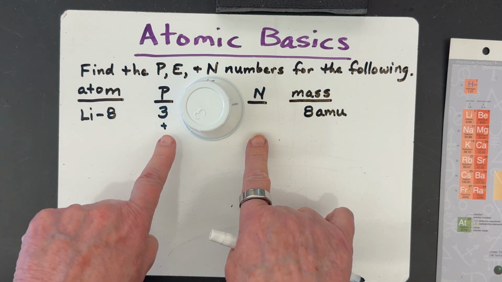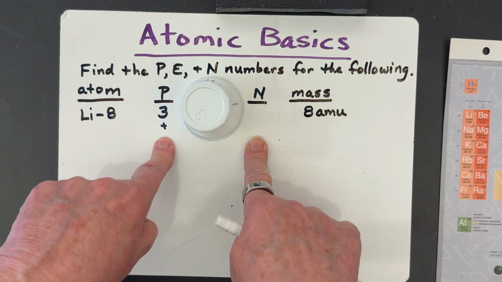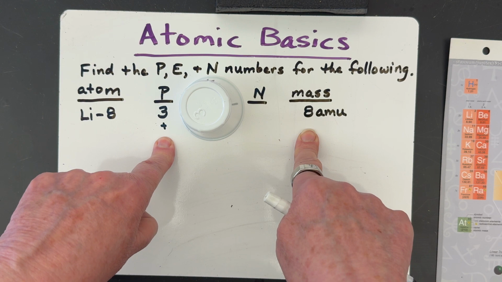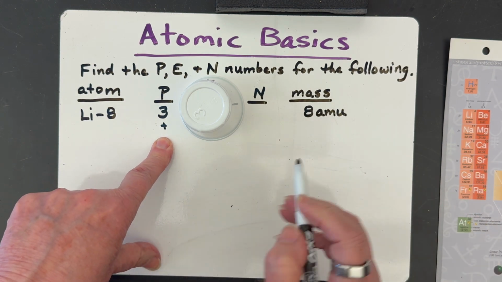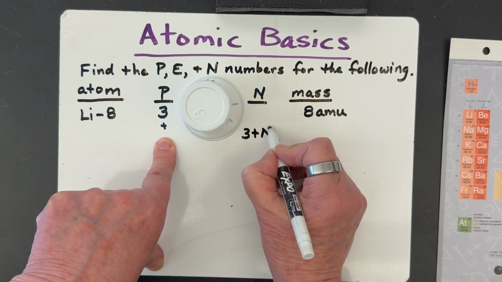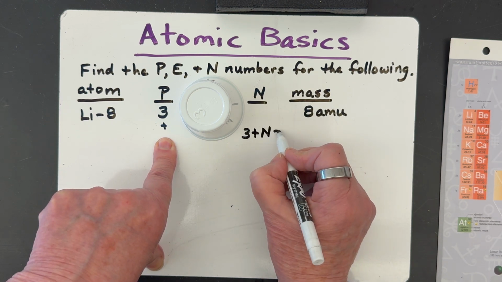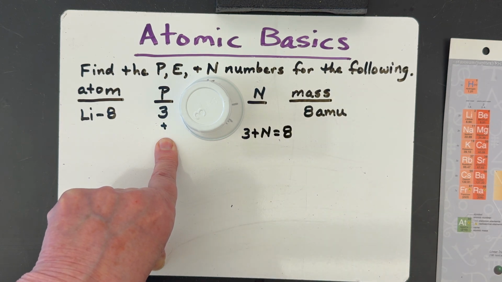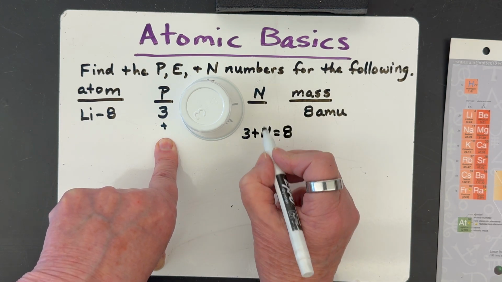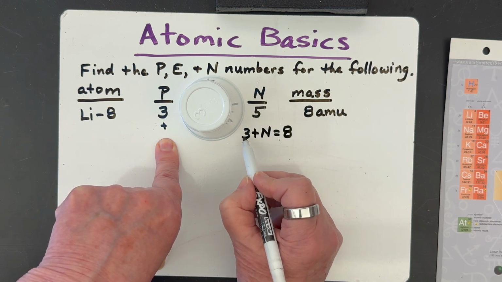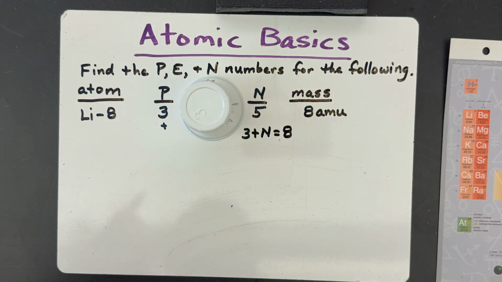Now we know that these two things, protons plus neutrons, have to equal our mass. So 3 protons plus our neutrons, however many of those we have, has to equal our mass of 8. So N is going to be 5, because 5 plus 3 is 8.